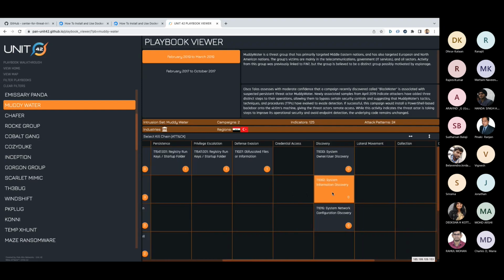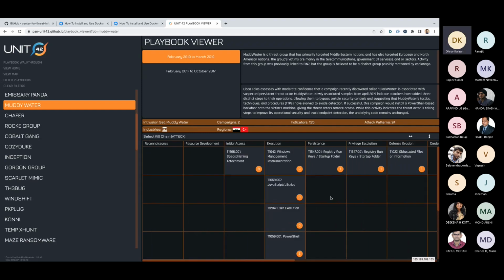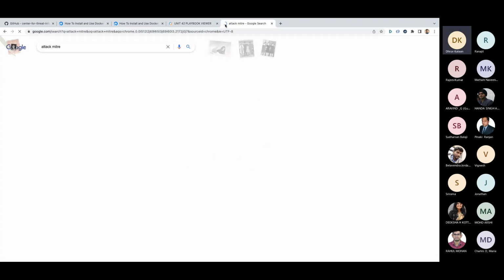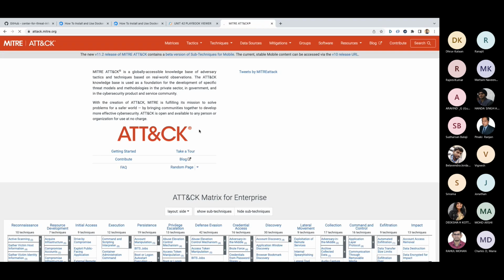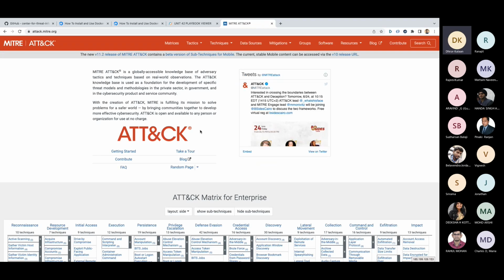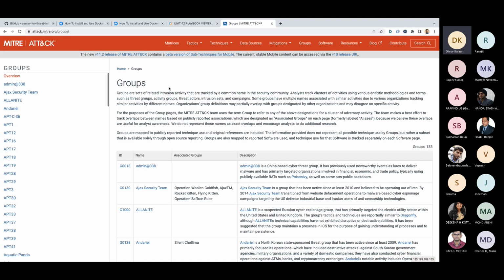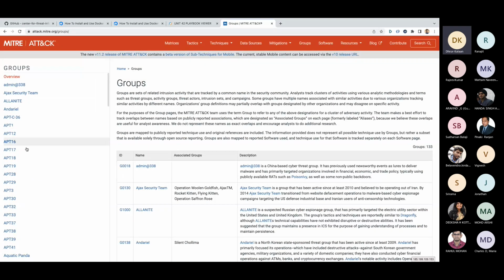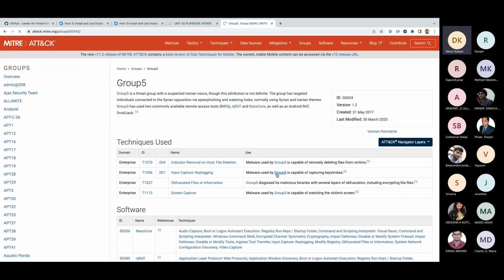Now, where is all this information coming from? At the end of the day, it's all coming from the ATT&CK framework itself. And with the ATT&CK framework itself, there are three things that you need to look at, which are the tactics, the techniques, and the groups. If you click on the groups, you will see all these groups that are defined here and their specific attack mechanisms also defined.